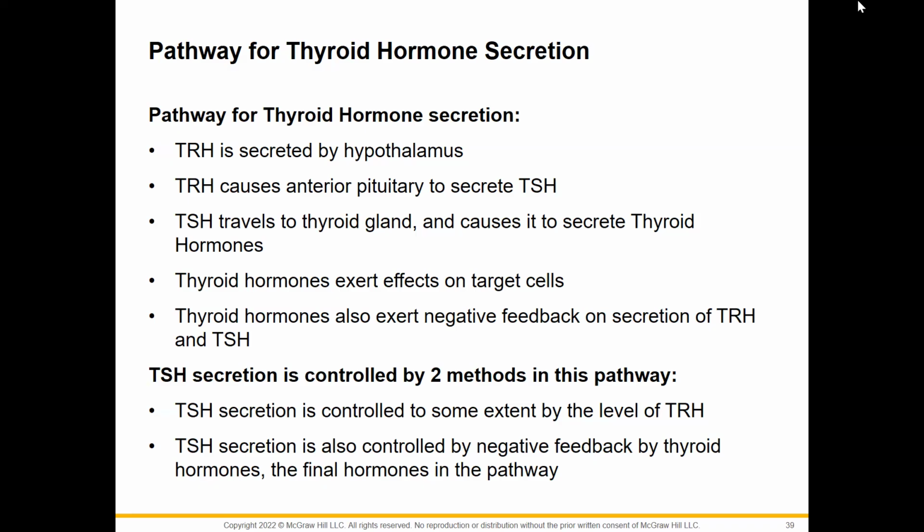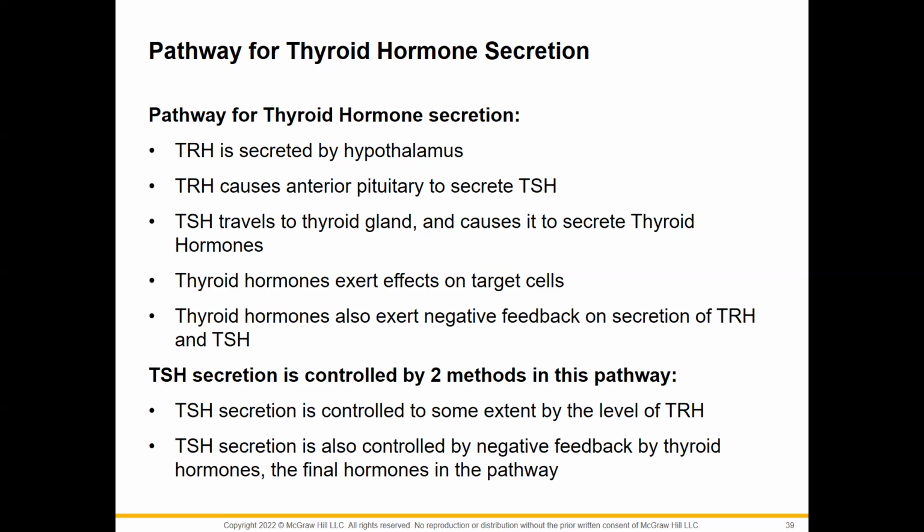So let's go back to a previous slide so that you can see this visually. But right now, I want to look at the fact that TSH, thyroid stimulating hormone, that is secreted by the anterior pituitary, is controlled two different ways. Not only by the production of TRH, but also by the negative feedback of the thyroid hormone itself.